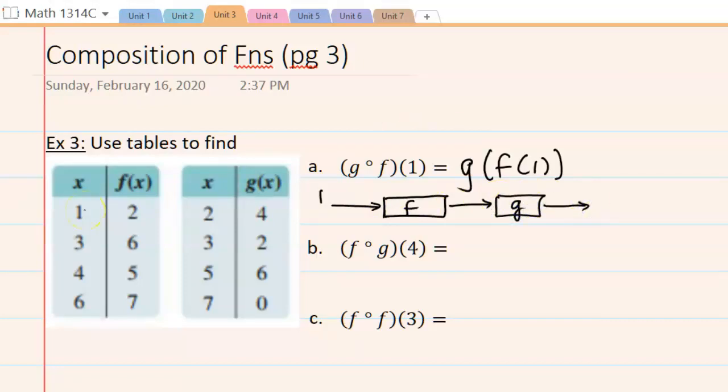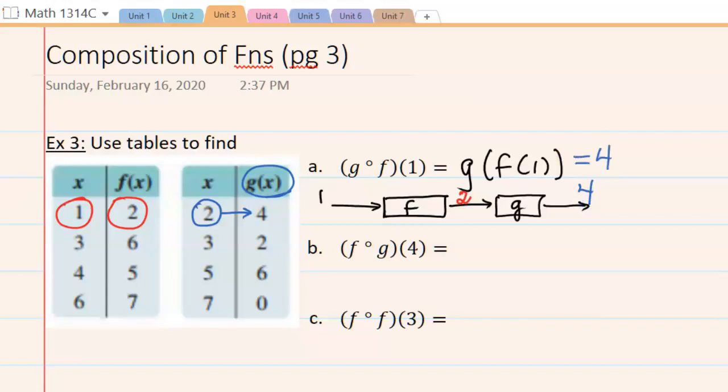When 1 goes into the f box, we look at the table values for the f function. We see that the x value of 1 will yield the value of f of 1, which is 2. So 2 comes out of the f box and into the g box. Looking at the table values for the g function, we see that g of 2 yields 4. So my answer is 4.